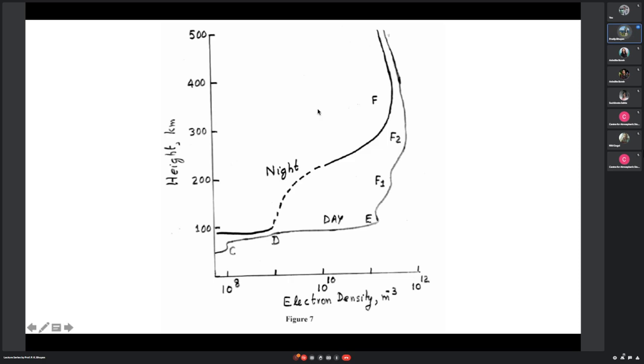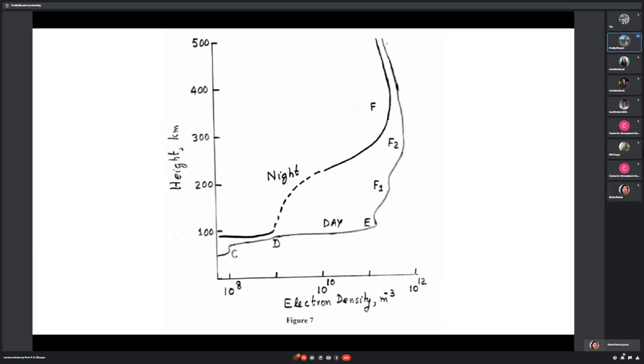So what we see is the E layer. D is somewhere here, and they assume that there is some C layer also. So D was found to be present from measurements using rockets only.